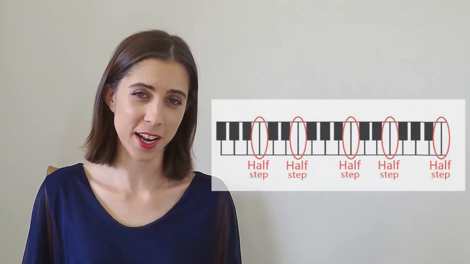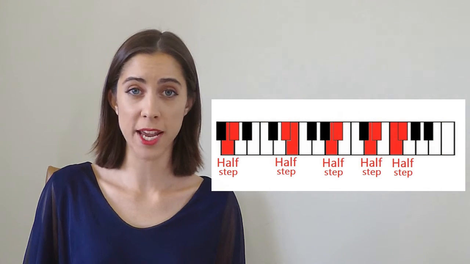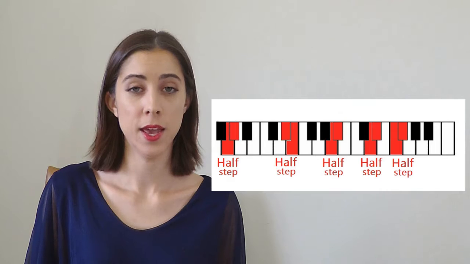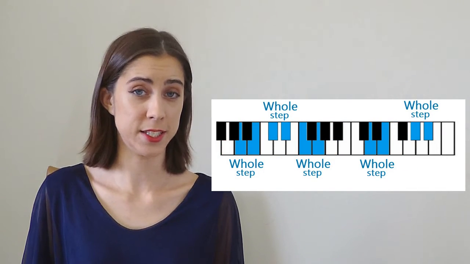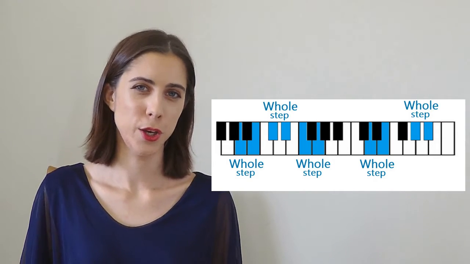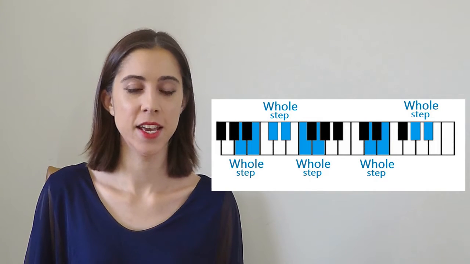So, a half step is just the distance between 2 notes that are directly touching and do not have any notes in between them. Examples of this include those 2 white keys that do not have black keys in between them, or going from a white key to the black key directly next to it. A whole step is the distance between 2 notes when it skips over exactly 1 note. You can also think of this as 2 half steps that are combined.